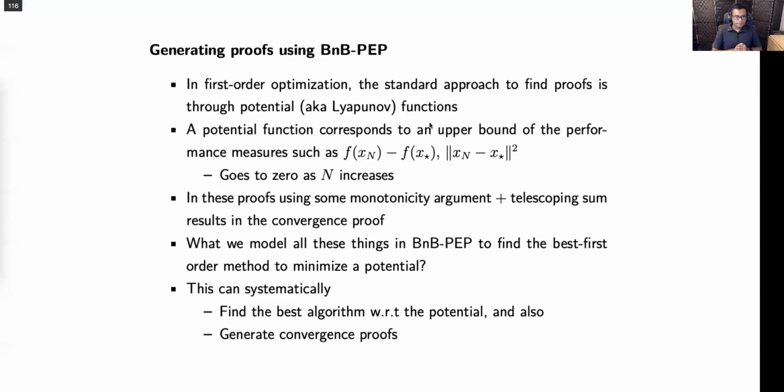Now, what if we model all these things in BnB-PEP to find the best first order method to minimize the potential, rather than f(x_n) minus f star or the classic performance measure? If we do that, then this can systematically find the best algorithm with respect to the potential and also generate a convergence proof.